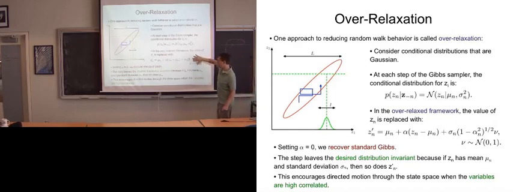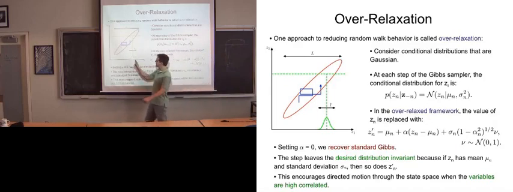What happens in this case is that for different alphas, you effectively encourage directed motion through the state space when variables are highly correlated. So we'll just be moving along this dimension in a much more persistent way, which is nice.